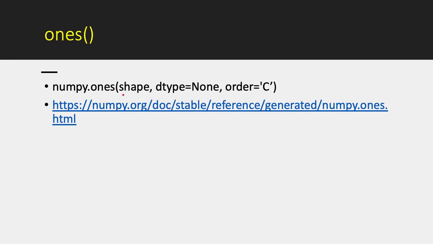And very similar is the ones function. Here also you pass the shape, and similarly it will create a NumPy array of the given shape, but all initialized with ones. So let's see examples of all of these three.